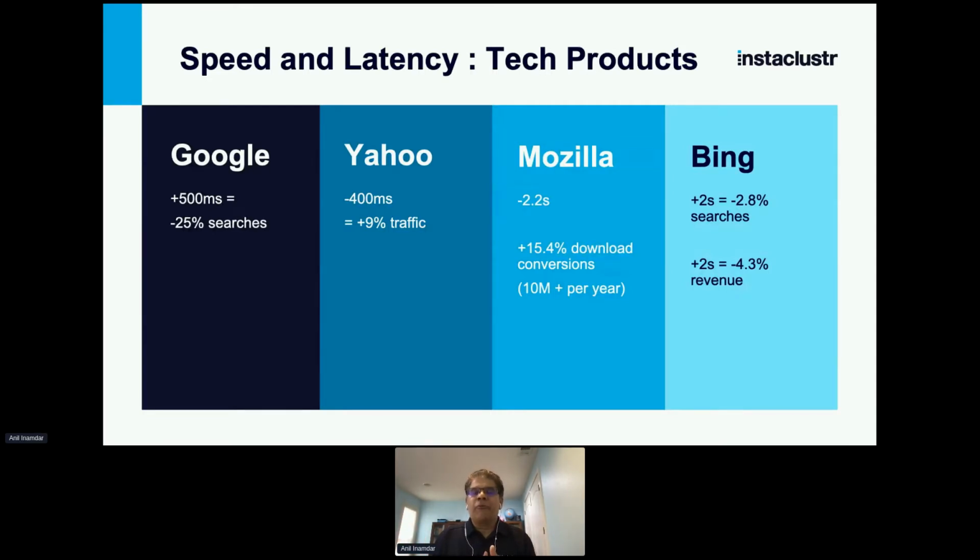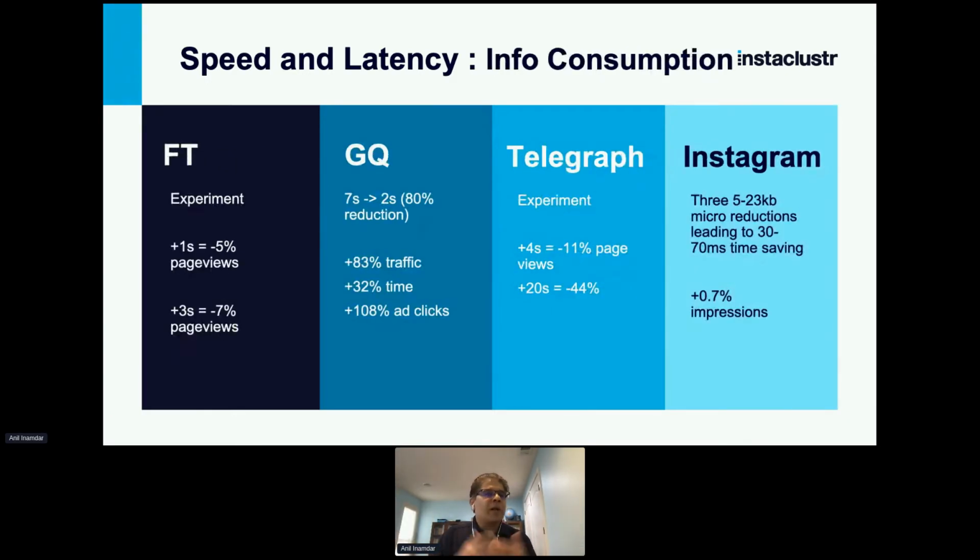Mozilla, the makers of the Firefox browser, found that removing 2,200 milliseconds of delay to a page for downloading their application increased conversions by 15.4%. One last example, speed and latency for information consumption. An experiment was conducted at the Financial Times, and they found that adding 1,000 milliseconds of delay led to a 4.9% decrease in page views. Similarly, adding a 3,000 millisecond delay induced a 7.2% reduction in page views.